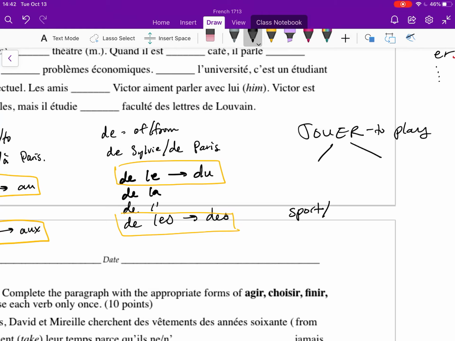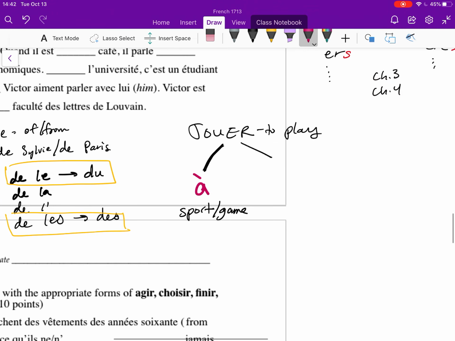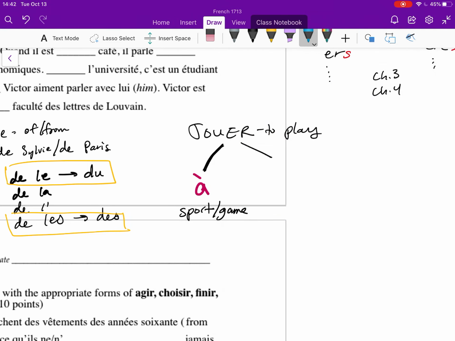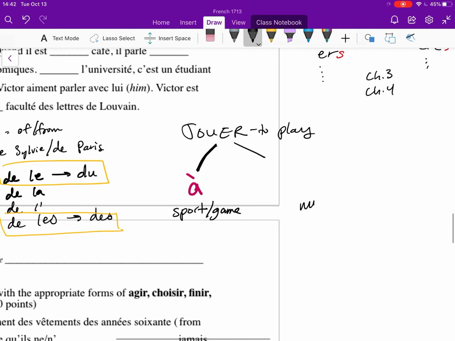Jouer plus a sport or a game of some sort where you're actually trying to win points. Okay, that will use à or some form of à. Versus jouer plus a musical instrument requires some form of de, which could become du or de or etc.